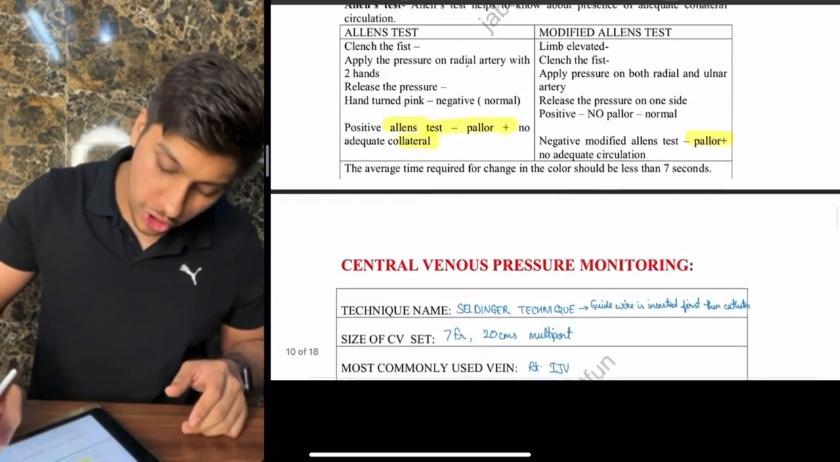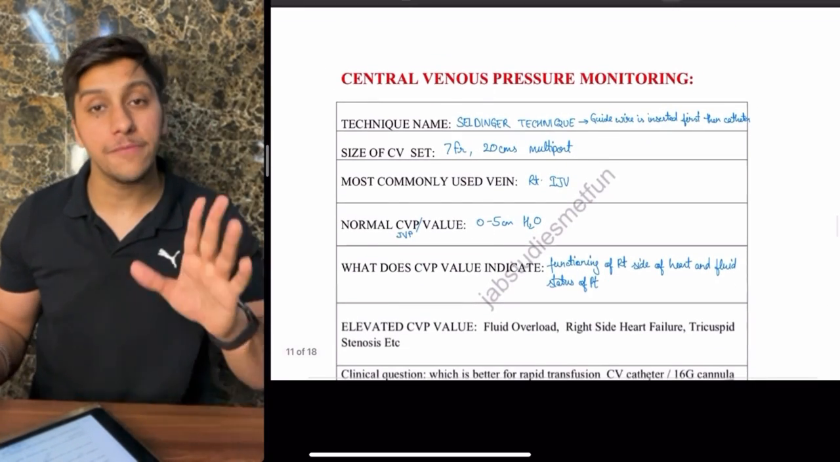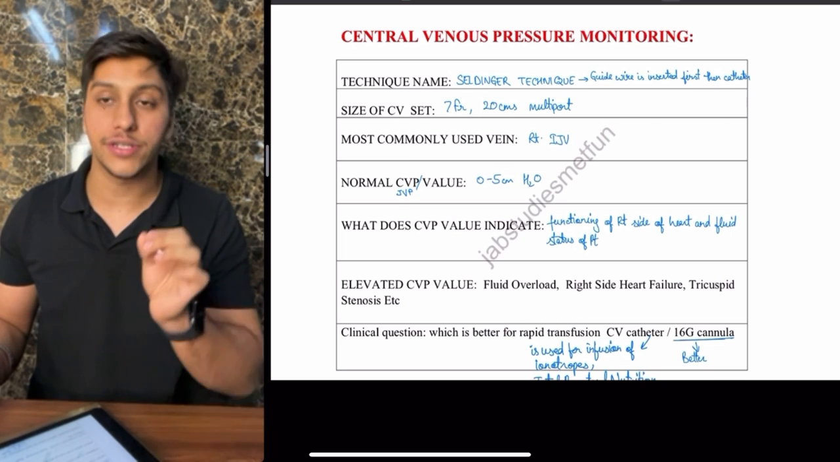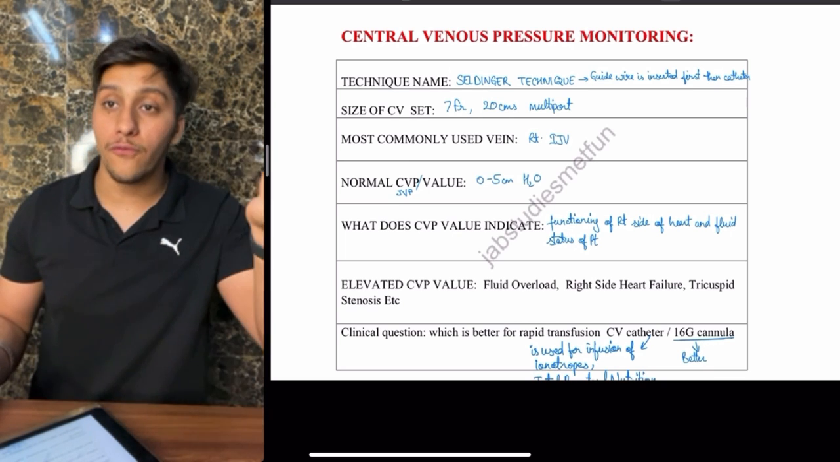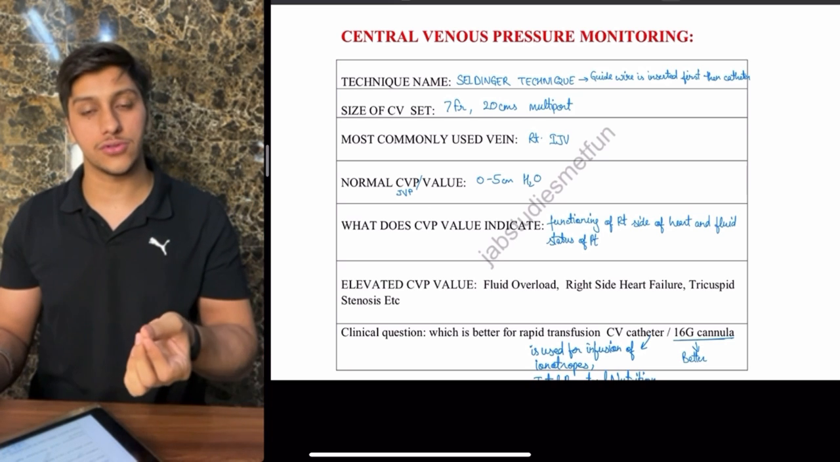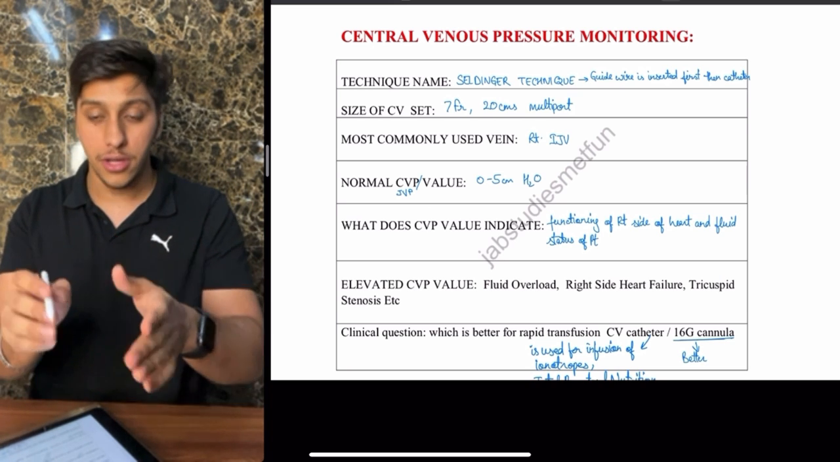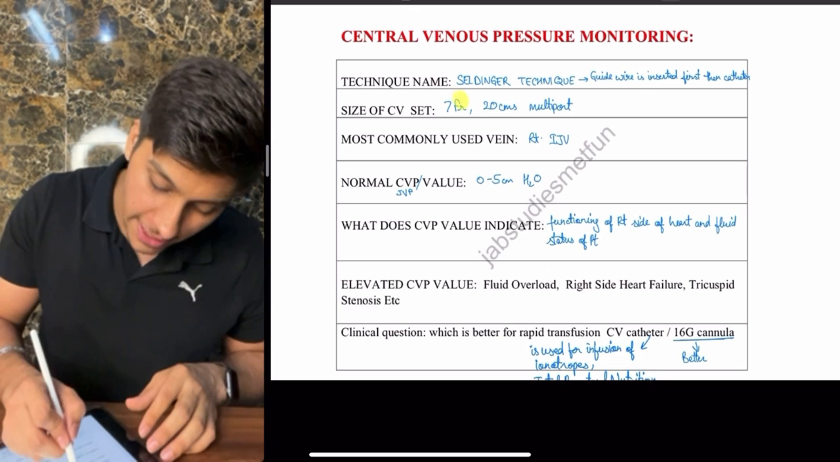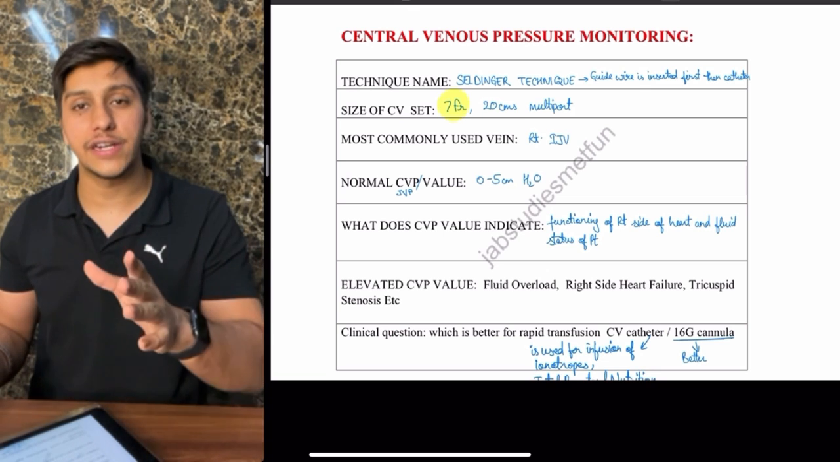Okay. Talking about central venous pressure monitoring, JVP, the technique which we use is going to be the Seldinger technique. In this technique, we use a wire. After that, we use a catheter, so the wire acts as a guide, and then you put the catheter. The size of the central venous set is going to be important. That is going to be 7 French, and it is going to be 20 centimeter multiport.